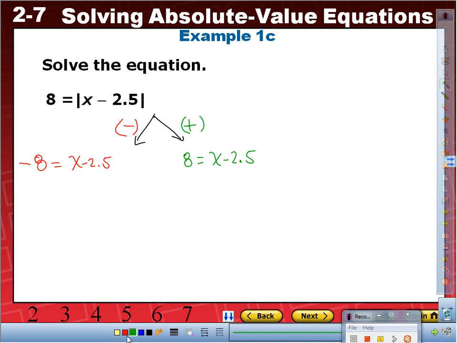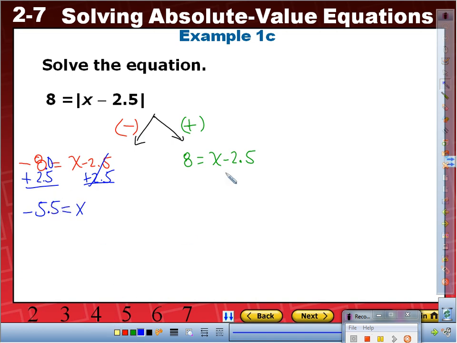Now check this out. At this point, I'm going to work this one. To solve for x, I just use inverse operation. What is happening? It's subtracting 2.5. So what is the inverse? Add 2.5. Whatever I do to one side, I do to the other, 2.5. In order to add these two, I add a decimal and a 0. I'm left with x equals, let's see, negative 8 plus 2.5 is negative 5.5.